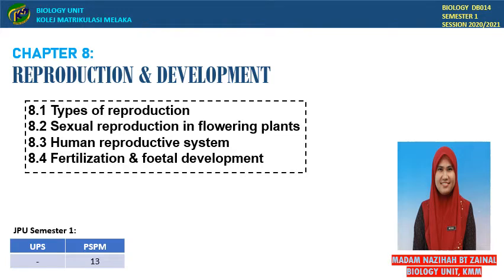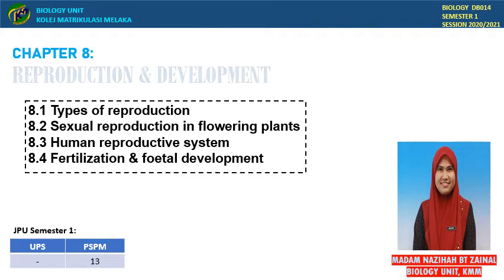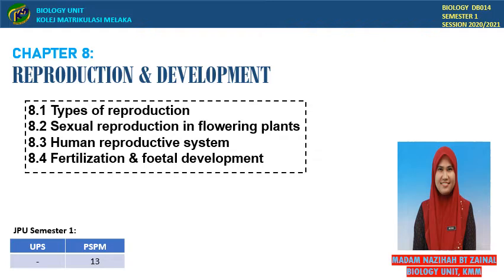Today we are going to learn a new chapter. Chapter 8, Reproduction and Development. There are 4 subtopics in this chapter: 8.1 Types of Reproduction, 8.2 Sexual Reproduction in Flowering Plants, 8.3 Human Reproductive System, and 8.4 Fertilization and Fetal Development. But for this session, we will only cover 8.1 Types of Reproduction.